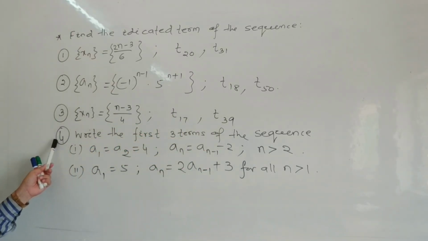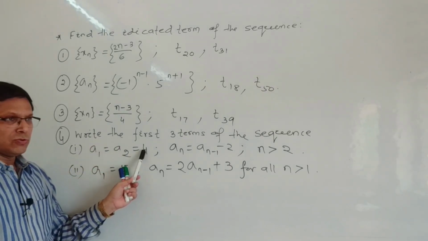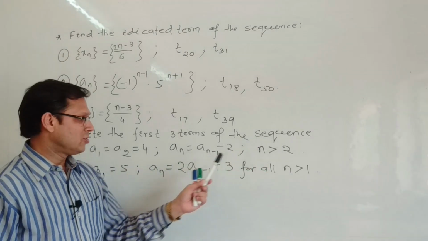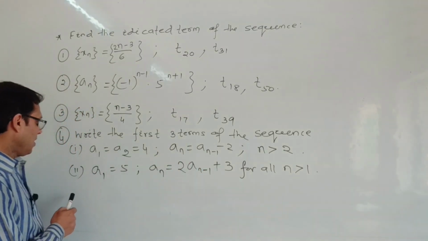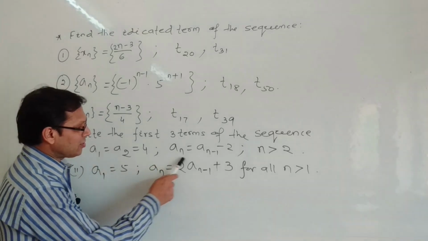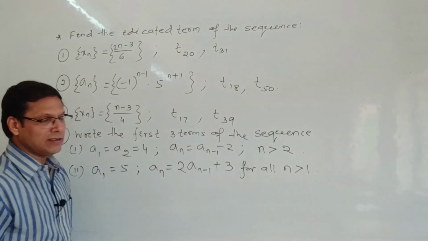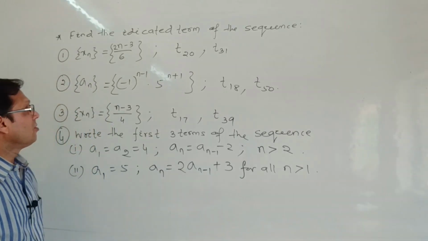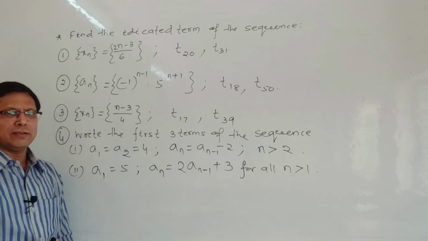Also the number 4 here, part 1: a1 and a2 are both equal to 4, and a_n is equal to a_(n-1) minus 2, n greater than 2. So you can put from 3 and find the first 3 terms. And part 2: a1 is 5, and the general term is given, a_n is equal to a_(n-1) plus 3 for all n greater than 1. Also you have to find the 3 terms of this. So I hope you can do all these problems. If you face any difficulty, then you can message me.